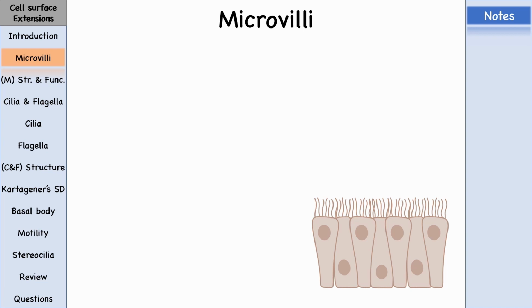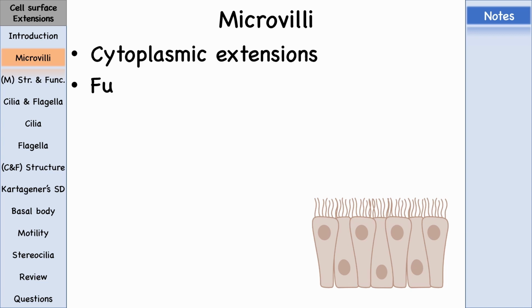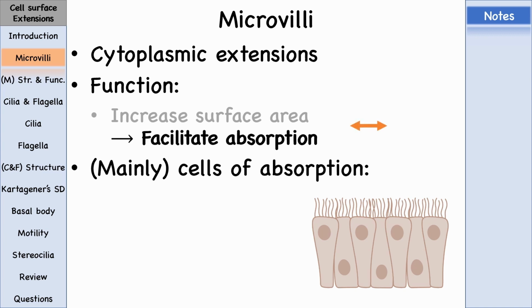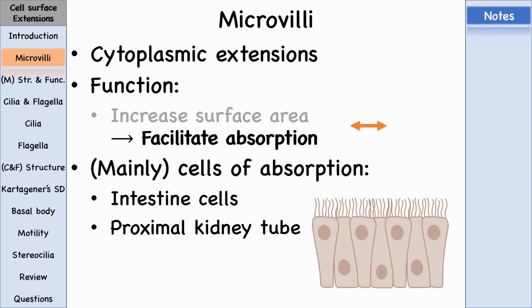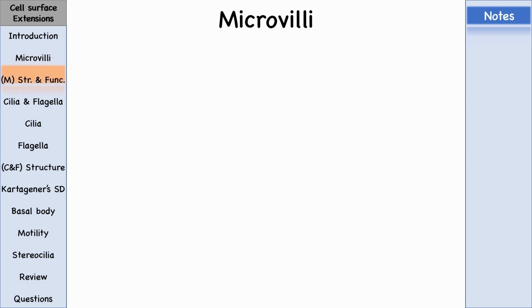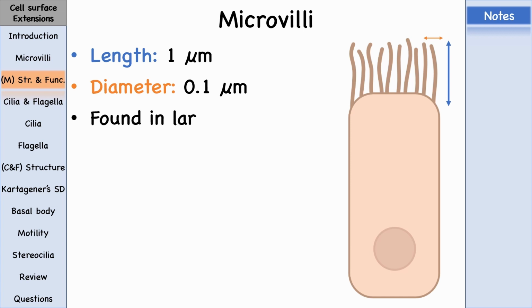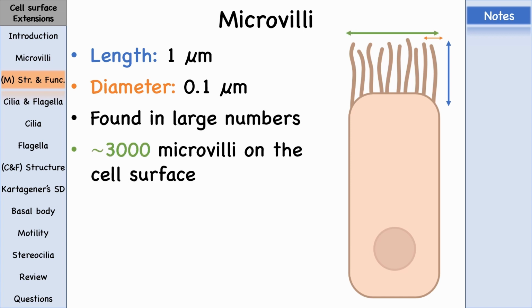Let's start with microvilli. They are finger-like cytoplasmic extensions whose main function is to increase the surface area to facilitate absorption. This is why it is mainly found in the cells that carry out absorption, the cells of the intestine, the proximal tubules of the kidney, and the cells of the gallbladder. One microvillus is 1 micrometer in length and 0.1 micrometers in diameter. They are found in large numbers, with approximately 3000 microvilli on the surface of the cell.